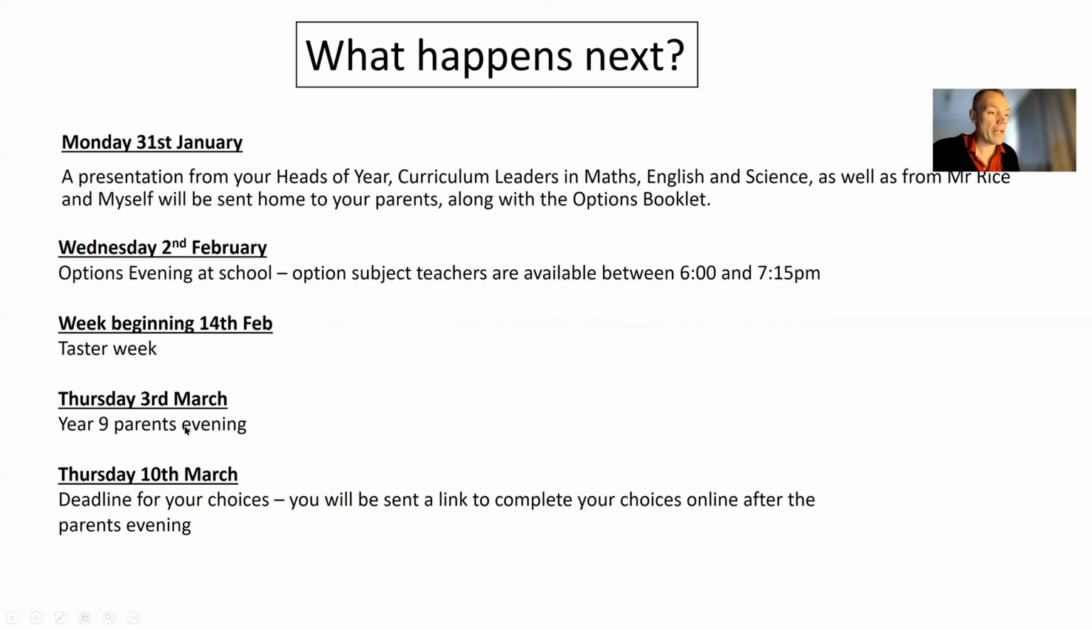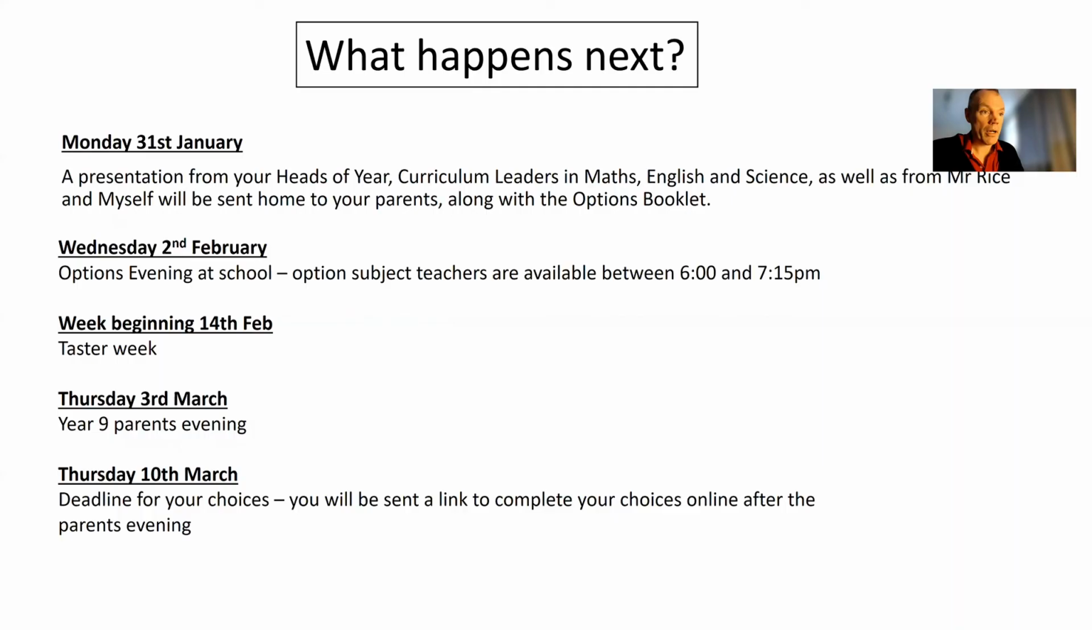Then Thursday, the 3rd of March, you've got Year 9 Parents' Evening. Again, chance to talk to people. And then the deadline for your choices is the 10th of March. Again, you'll be sent a link to fill them in online. Okay, don't come running up to me with a bit of paper. It doesn't work like that anymore. You used to, it's electronic now. Got to figure out how to actually do that, but that's how it'll be. You fill in the link and you'll have to make a first choice and a reserve choice.